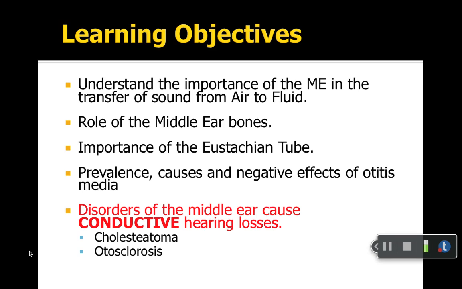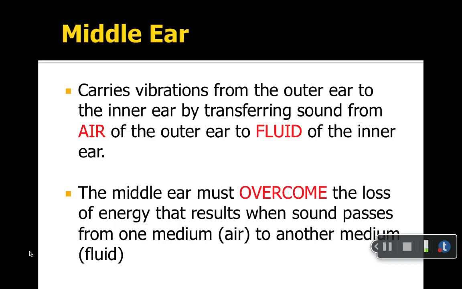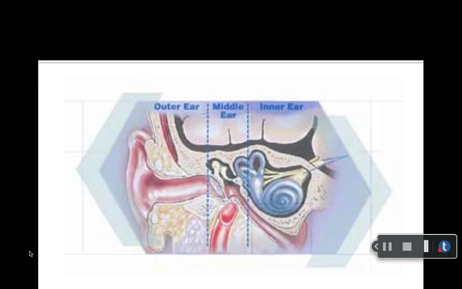Any disorders of the middle ear cause conductive hearing losses. The middle ear carries vibrations from the outer ear to the inner ear by transferring sound from the air to the fluid in the inner ear. To do this, it has to overcome the loss of energy that would result when sound passes from one medium, air, to another medium, fluid. So remember that from hearing science. It is transferring between different mediums, so we need to amplify it.